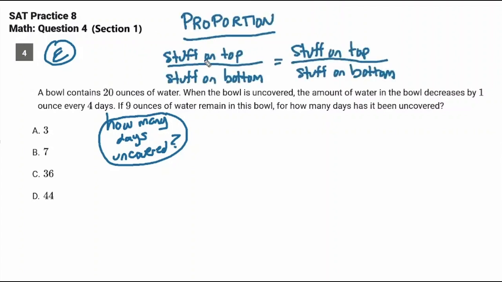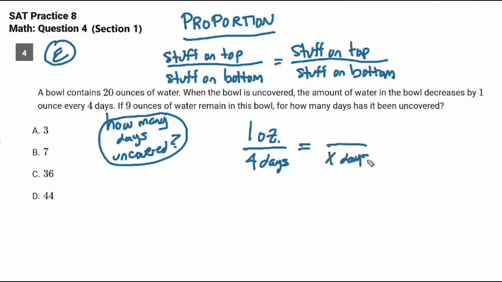Every proportion is a fraction, equal sign, a fraction. You have to keep the stuff on top on both sides. You have to keep the stuff on bottom for both sides. So we've got water decreases by 1 ounce every 4 days. That's your proportion. Put an equal sign. You can have another fraction. On top goes ounces, on bottom goes days. You're looking for days, so that goes on the bottom.